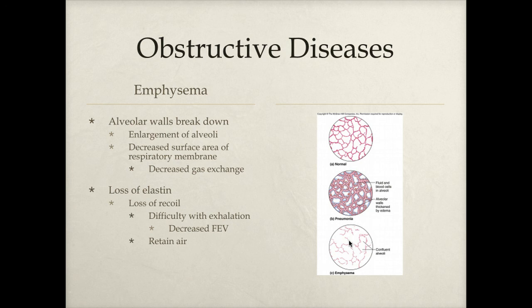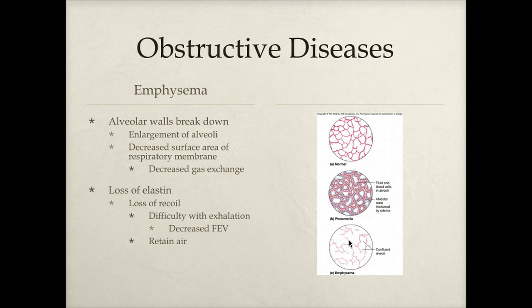There's also a loss of recoil in the lungs due to a loss of elastin. And we've learned how important recoil is, particularly for exhalation. Remember that inhalation is an active process. We use respiratory muscles to do that. And exhalation is primarily, particularly at rest, a passive process where the lungs are recoiling. In a person with emphysema, there's a lack of that recoil. So there's particularly difficulty with exhalation.